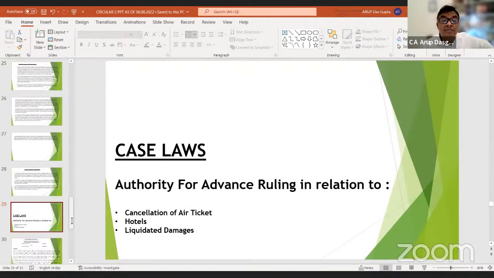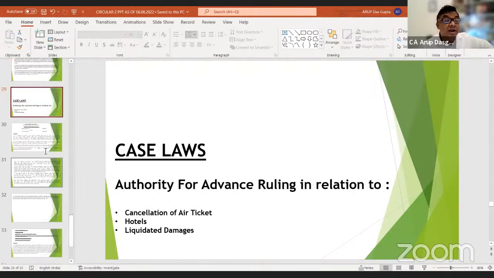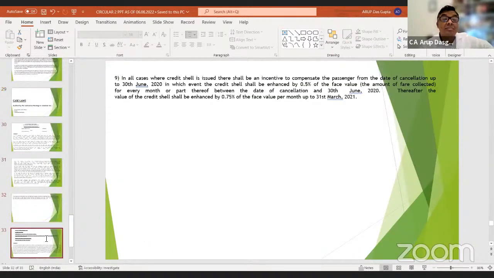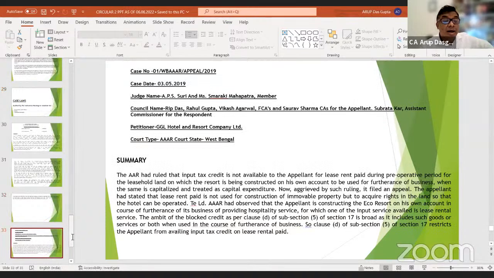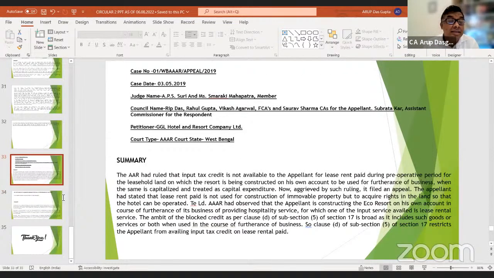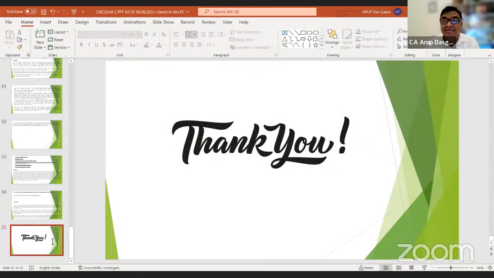So we have some authority for advance ruling in relation to cancellation of air tickets and hotels, and I will be sharing the same. It was held in many cases that it's a service and so it will be a supply of service. So now the question is being raised that where the authority for advance ruling has held it as a supply of service, and they have said that this is something that you need to levy GST on.